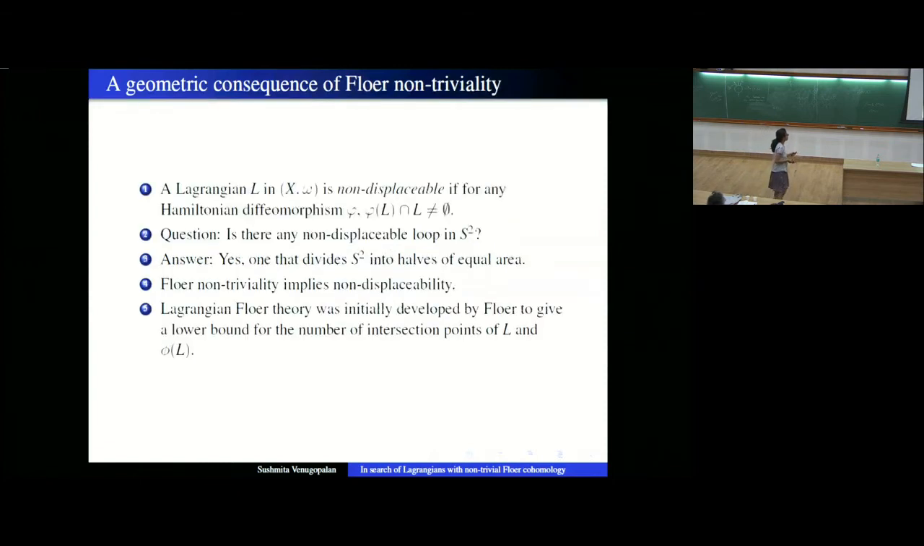And the answer is a loop that divides S2 into halves of equal area, because any area-preserving diffeomorphism will continue to preserve this property of the loop, and therefore the two loops will have to intersect. So we have found a non-displaceable Lagrangian in S2. Okay, and if you try to compute the Floer cohomology, you will actually get that the Floer cohomology of the loop in S2 is non-trivial. So it is unobstructed and Floer non-trivial.